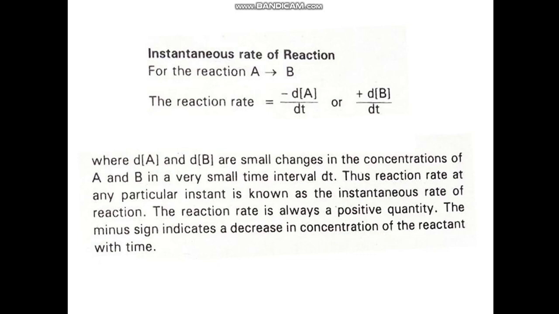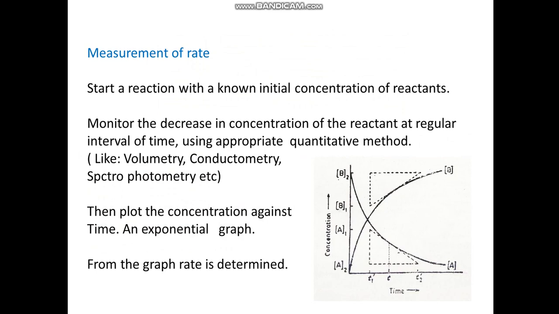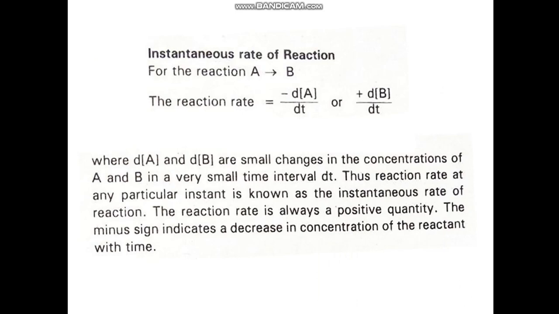Then we pass on to the experimental determination of the rate of the reaction. There are two different types of rate that are represented experimentally. One is the instantaneous rate of the reaction, as I already discussed in the form of a differential equation, and the second is the average rate of the reaction. So we have two experimental rates of reaction: one is the instantaneous rate of reaction and the other is the average rate of the reaction.